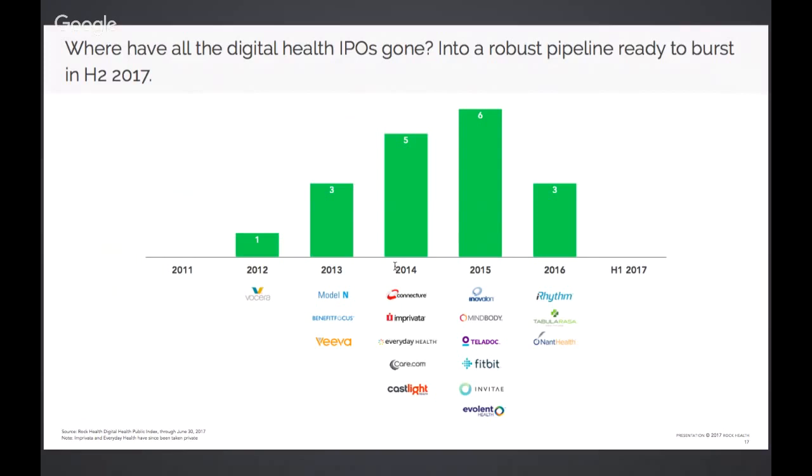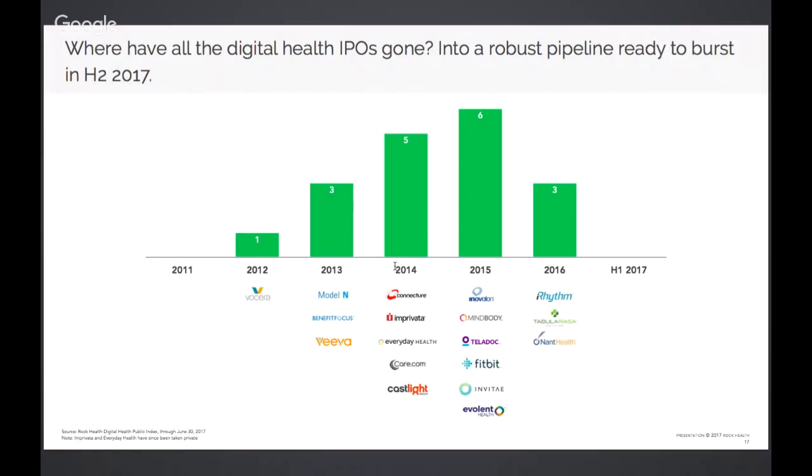So on the IPO side, now we're on slide 17, we did not see any activity yet. As you can see, apart from 2011, we've had at least one digital health IPO every year. No IPOs so far may not be super surprising. Stepping back, digital health is still in its early stages.